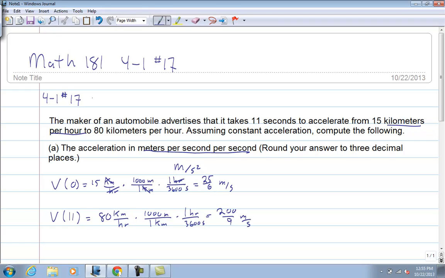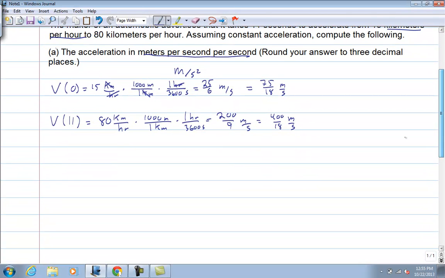And a common denominator between 6 and 9 is 18, so we can see these are equivalent to, multiplying that by 3 over 3, 75 eighteenths meters per second. Multiplying this by 2 over 2, I'm going to get 400 eighteenths meters per second. Be nice to have the same denominator for the next calculation.